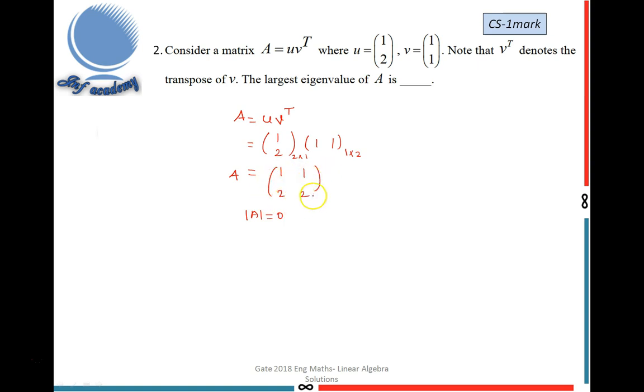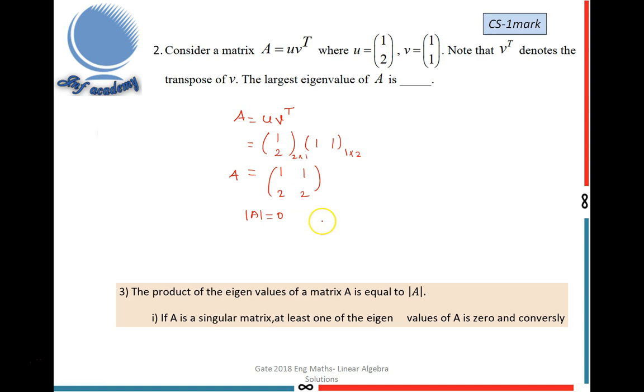Otherwise, take 2 outside from the second row: 1, 1, 1, 1. So 2 rows are equal, then the determinant is 0 by the determinant property. Determinant of A equal to 0. Here I use one property of eigenvalues. You can see that property: the product of the eigenvalues of matrix A is equal to the determinant of A.